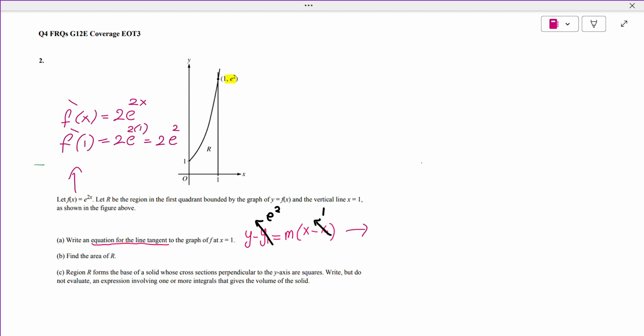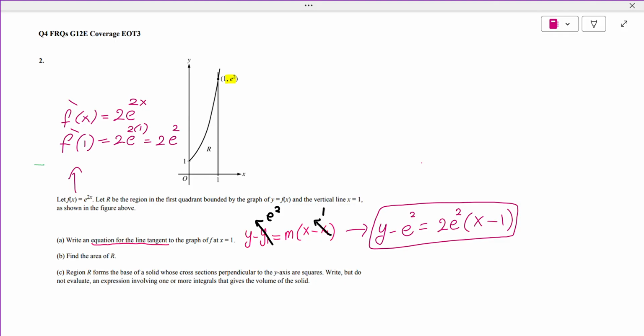So the final answer will be y minus e squared equals the slope, which is 2e to the power of 2, bracket x minus 1. This is the equation of the tangent line. You can move this minus e squared to the other side, or you can keep it like this.